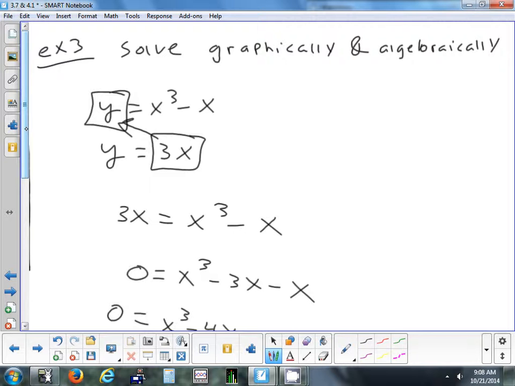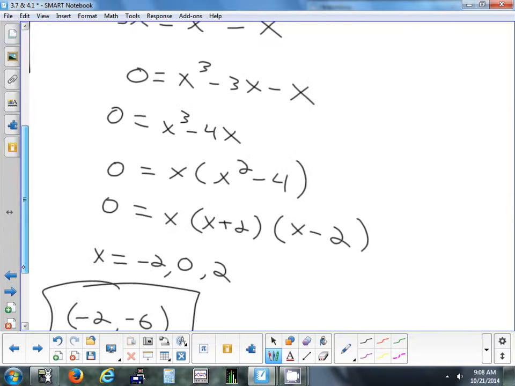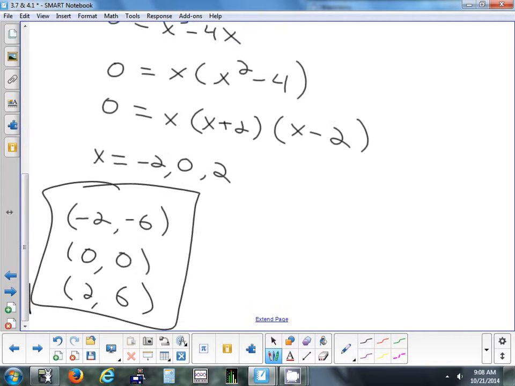Graphically, you know what, to save a little time, I'm going to skip the graphical part, but all I would do is plug the top one into y1, plug the bottom one into y2, and see where they cross. And they will cross at those 3 points, and you're not even going to have to change the standard window. That's all between -10 and 10 on each axis.